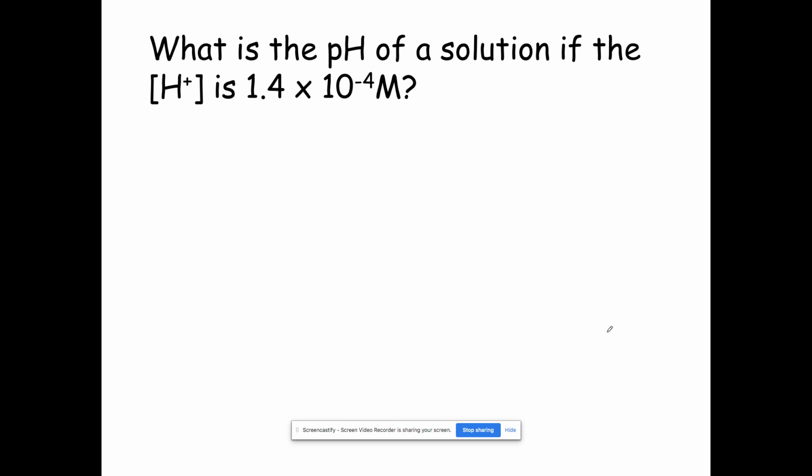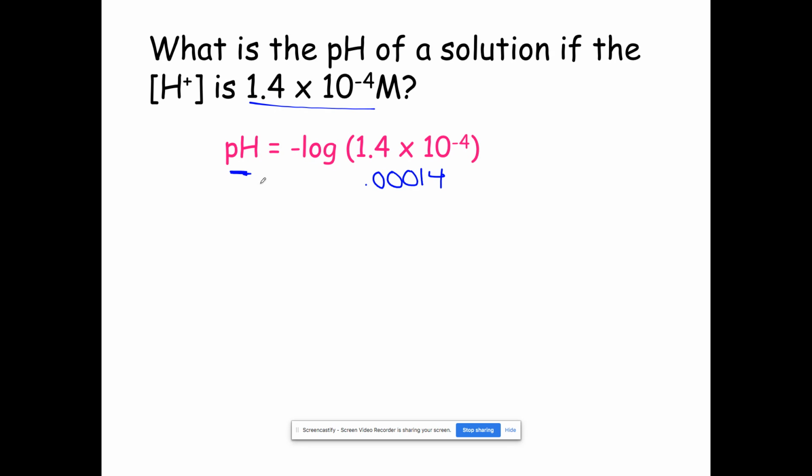Here is a calculation using the formula. Remember the formula is negative log of the H plus concentration. In this case, the H plus concentration is 1.4 times 10 to the minus 4 molar. So you would just plug into your calculator negative log of this whole thing, using scientific notation if you want. Your answer should not be like 35 or negative 18. Your answer should be within the regular pH range, between 0 and 14. So you get 3.85. And pH does not have units, so you'll just say pH is 3.85.